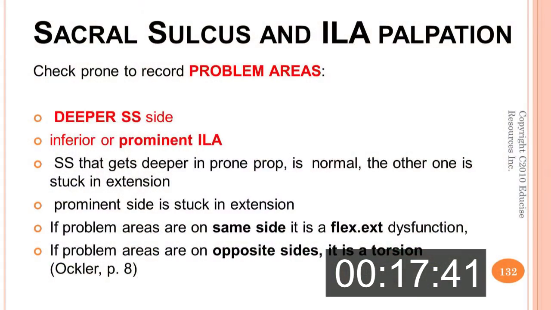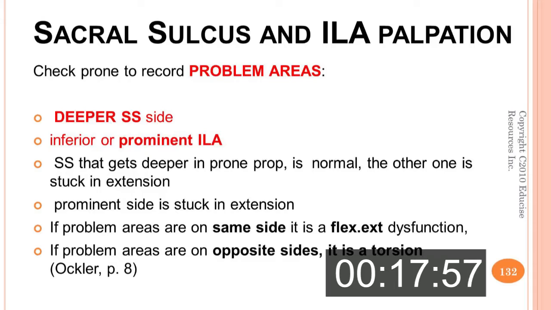Now you might palpate these important red flag landmarks on the same side of the sacrum. If they're on the same side of the sacrum, that's more of a flexion or extension somatic dysfunction of the sacrum. If you're palpating these problem areas or red flags on opposite sides of the sacrum, right sacral sulcus is deep, left ILA is prominent, that's telling you, aha, sacral torsion, right on right, left on left, that type of thing.